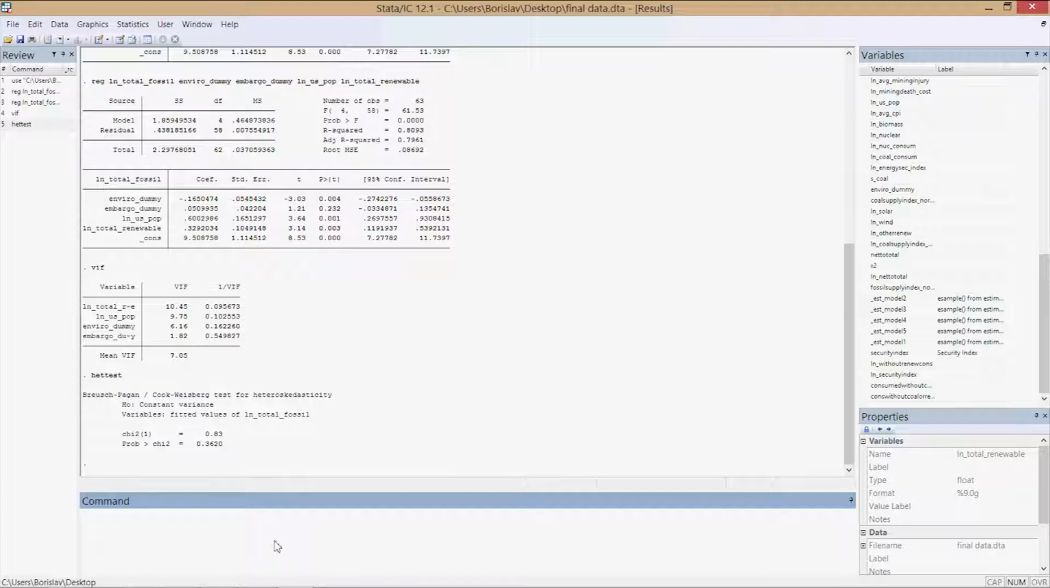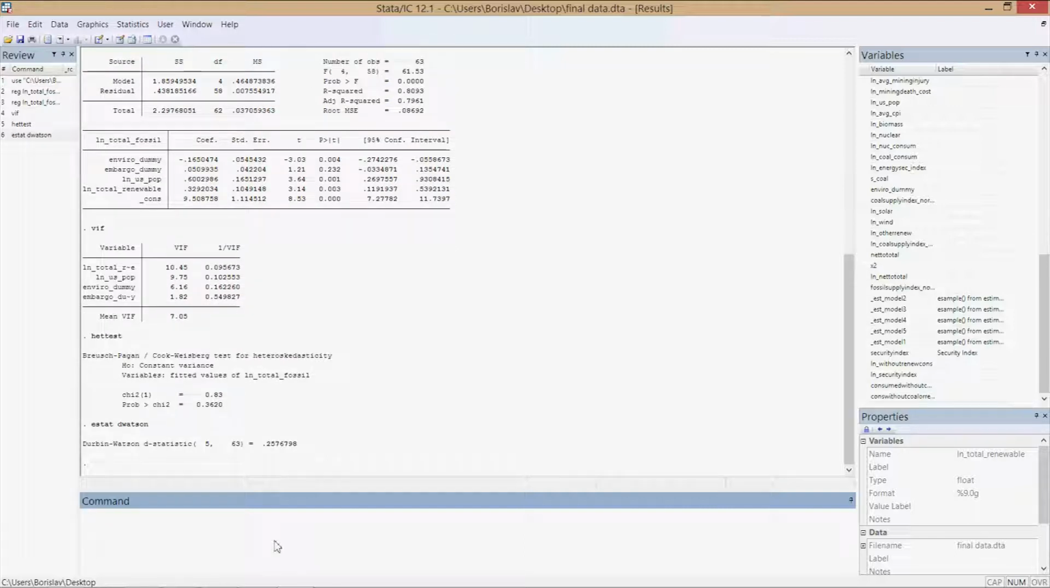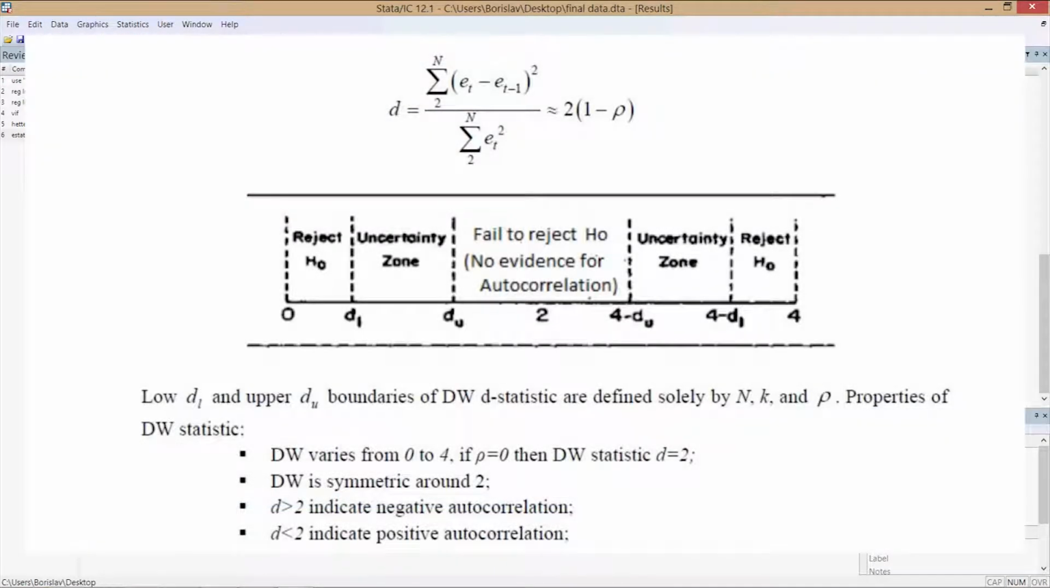Next one is we type in estat dwatson. And this is our Durbin-Watson statistic. And it's at 0.2576. That is not good. And let's see why. Take a look at the graph that's popping up on your window.